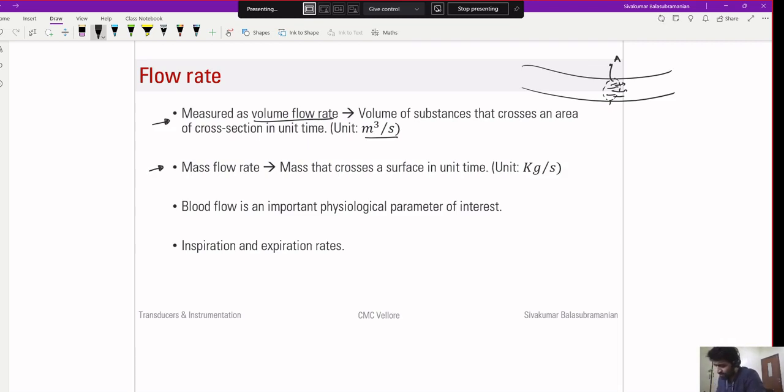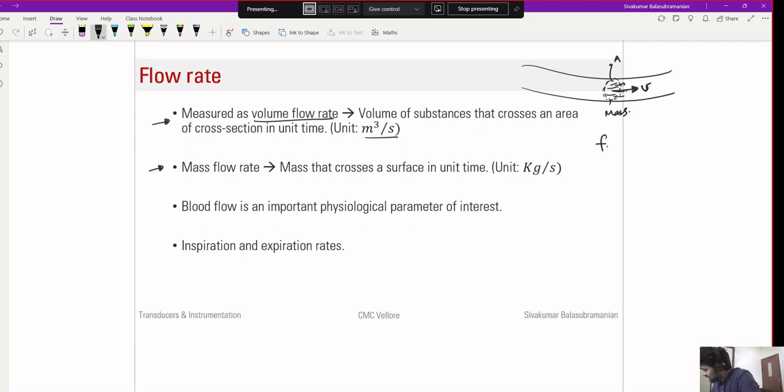Another possible flow rate that people will often talk about is mass flow rate. It is the same thing. You're not looking at the volume of fluid that flows through, but the mass of fluid that flows through in unit time. Let's say there is a fluid that is flowing through this cross sectional area. Let's assume that the average velocity of the fluid across this cross sectional area is v.